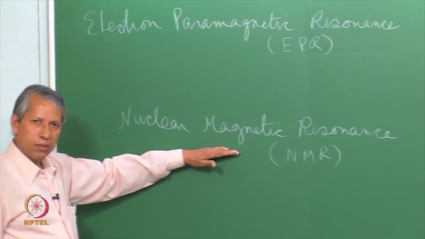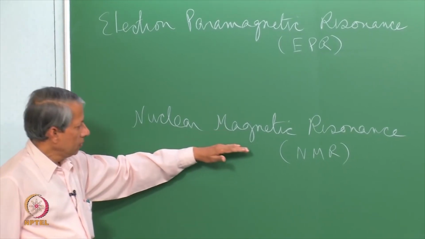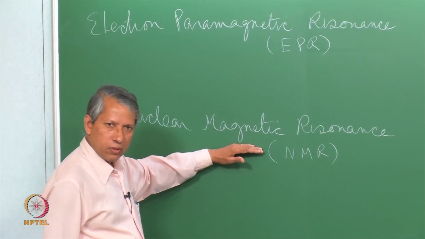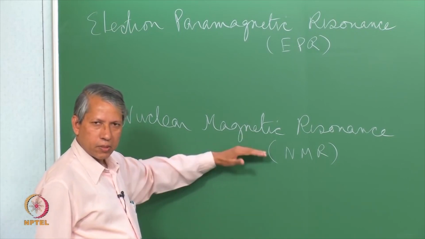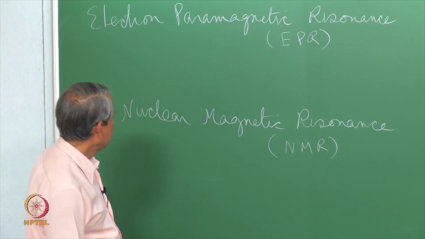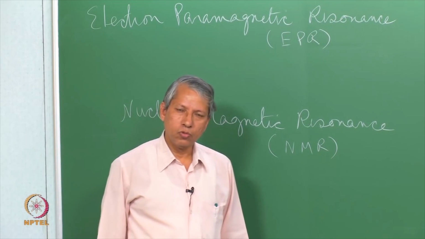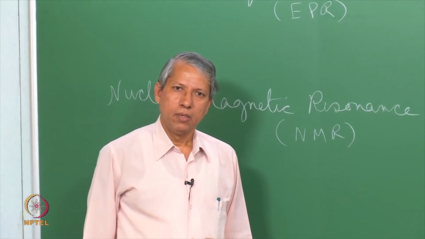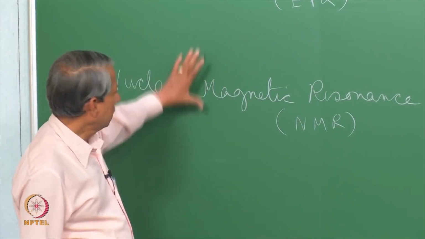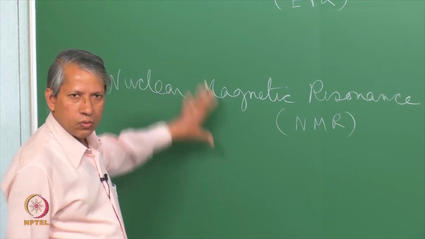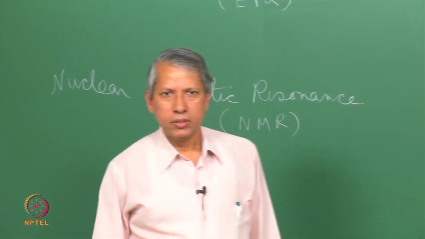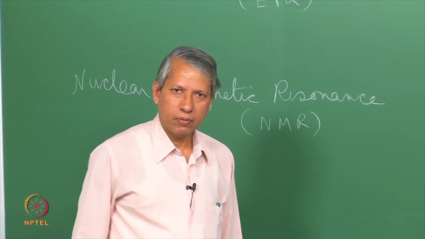Here in NMR, the key requirement is that certain nuclei have magnetic moments, and because of their magnetic moments, some spectroscopy can be done if they are put in a magnetic field. In a very similar manner, electrons are also known to have magnetic moments, and when they are kept in a magnetic field, one can do spectroscopy on that. In that sense, they are very similar. In this course, as we learn more of electron paramagnetic resonance, we will also see the similarities and differences in these two techniques.